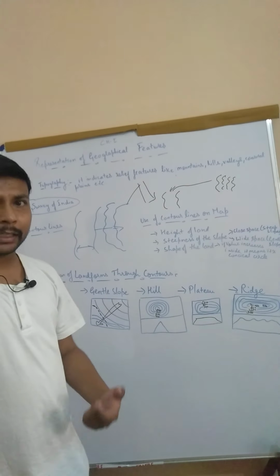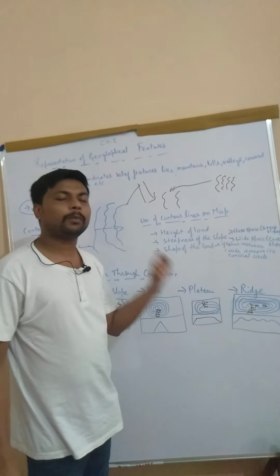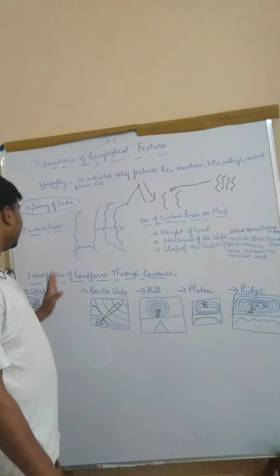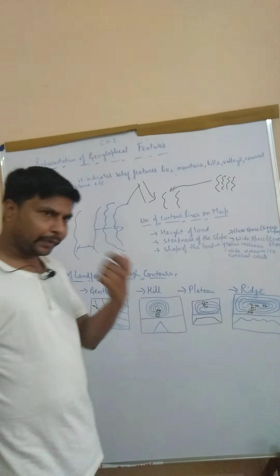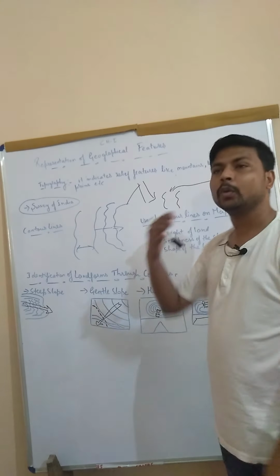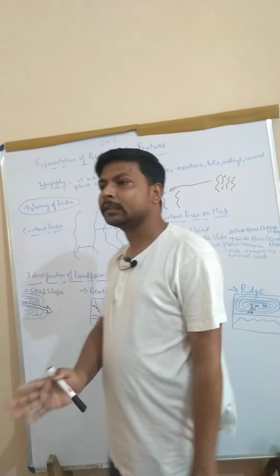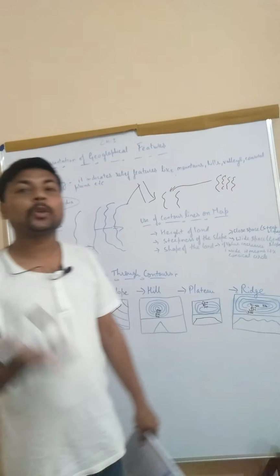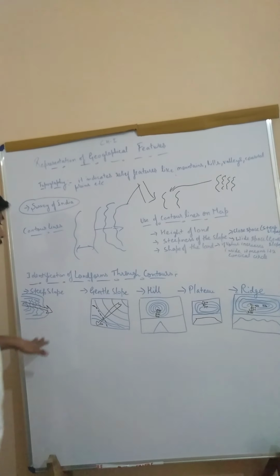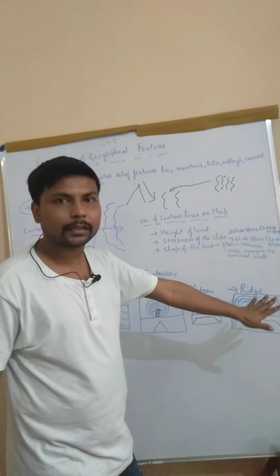What we can get from the contour lines is the height of a place, the steepness of slope, and the shape of the land. This thing we came to know from the contour lines. Now, how to identify a particular landform? If you know about the contour lines, then you should know how to identify a particular landform through a map only. Without going to that place, with the help of that topographic map only, you can understand whether that place has a steep slope or a gentle slope, or it's a hill, plateau, or a ridge.